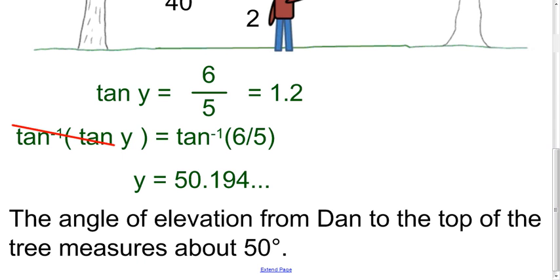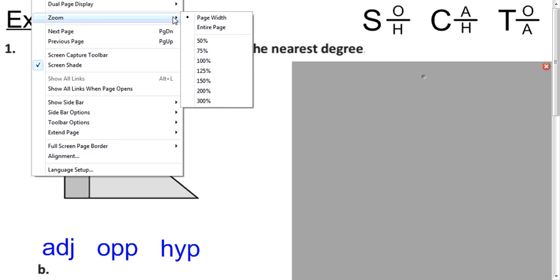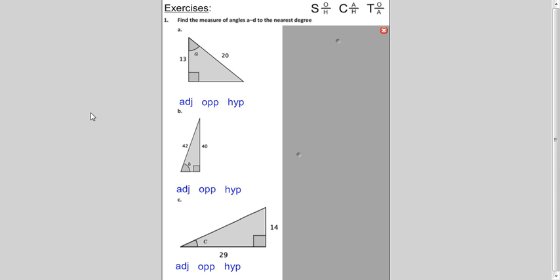It's a very similar process for the other inverse functions. So I'd like you to try the same idea here. Here we have 3 examples. I'd like you to try to find the measure of each angle to the nearest degree. So try that, and then I'll show you my solutions.